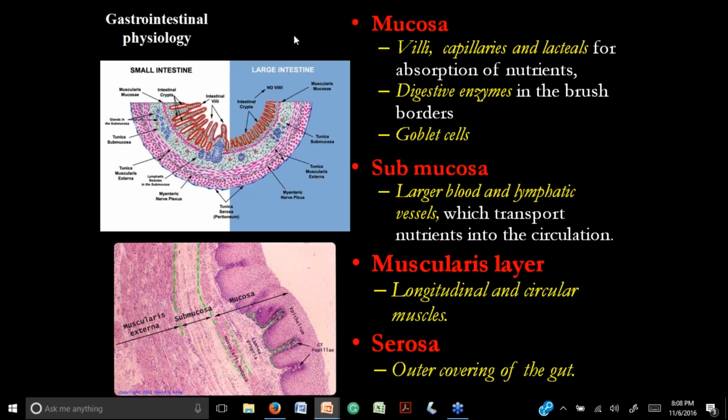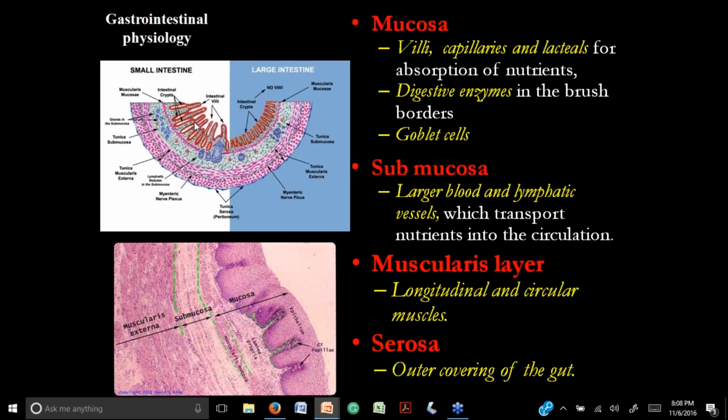The GI tract wall has the mucosa, submucosa, muscularis layer, and serosa. So those are the four layers. And here we have a comparison of the small intestine and the large intestine. There is a difference between one and the other, because the functions are actually different.